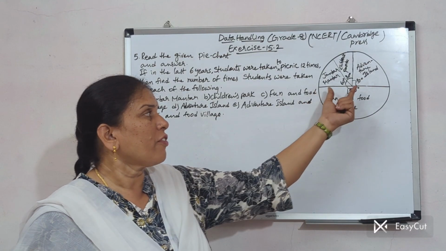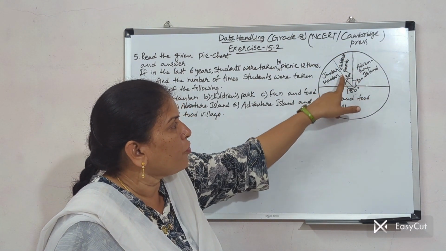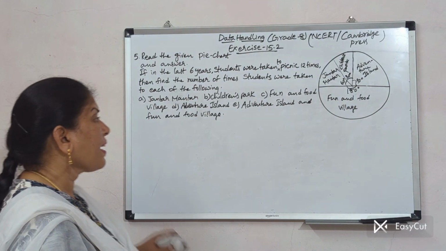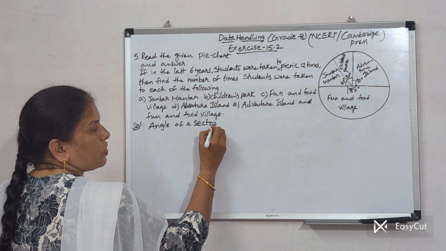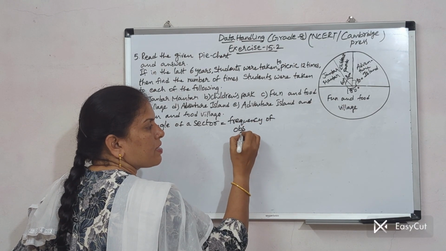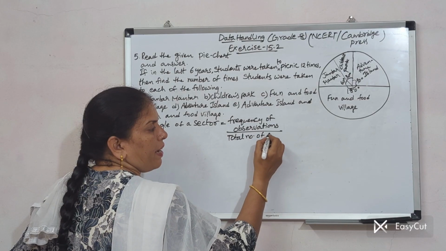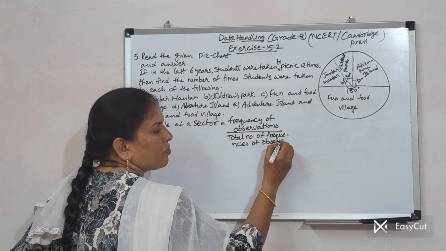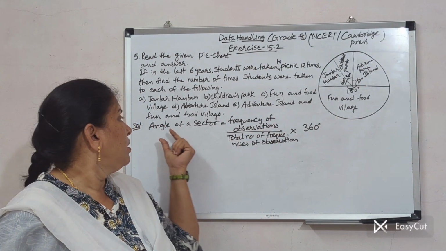All of you understood? What is the formula related to angle? These are all the angles of a sector. These are all sectors only, no? This is one sector. All 4 sectors are there. What is the angle related to a sector? Angle of a sector is equal to frequency of observations divided by total number of frequencies of observations, into 360 degrees. This is the main formula to find the angle of a sector.